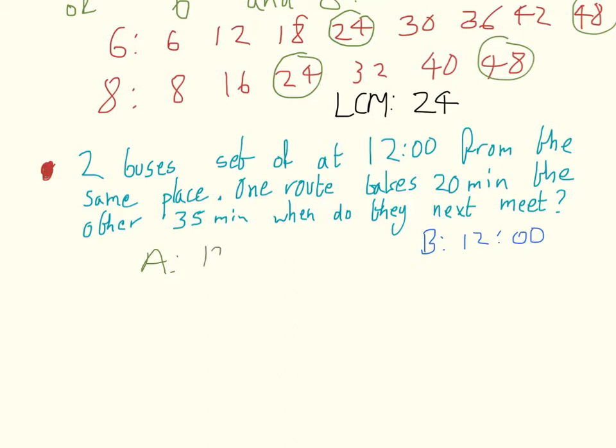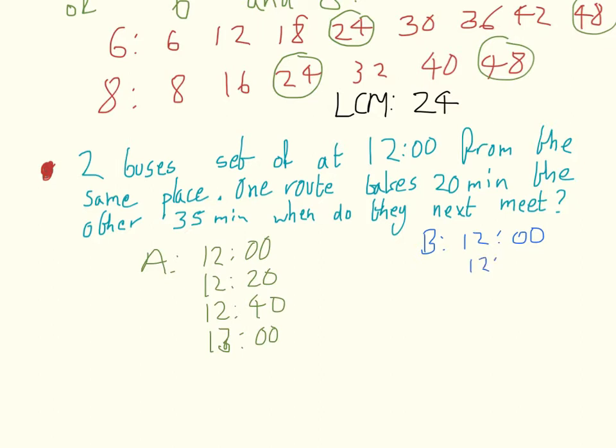Now, route A takes 20 minutes, so the next time it's back where it starts will be 20 minutes later, which is 12:20, and then it will be back again another 20 minutes later, which is 12:40, and another 20 minutes, which would be 12:60, which of course, remember, 60 minutes is an hour, so it becomes 13:00 hours, or 1 o'clock. Now, if we look at the other one, it takes 35 minutes.